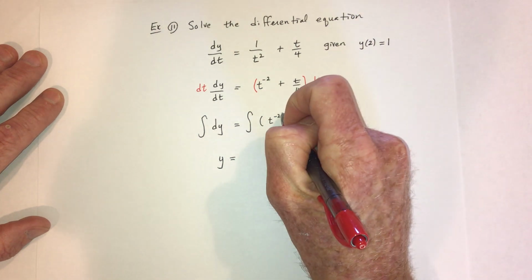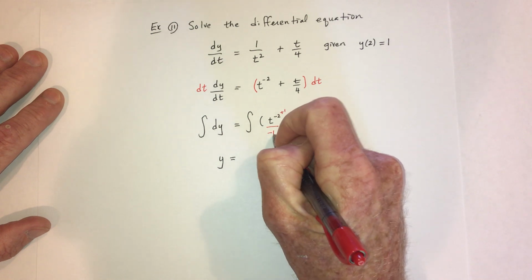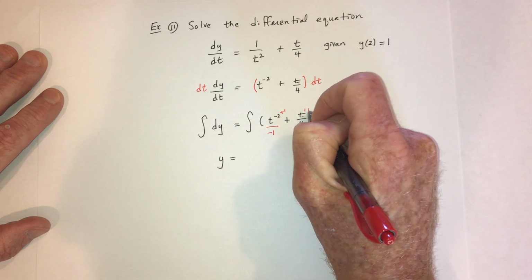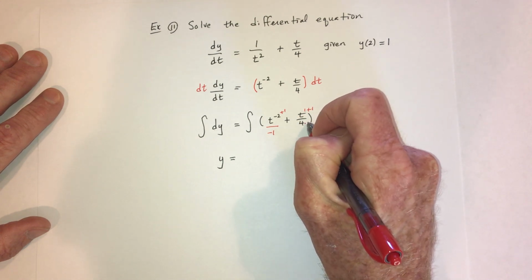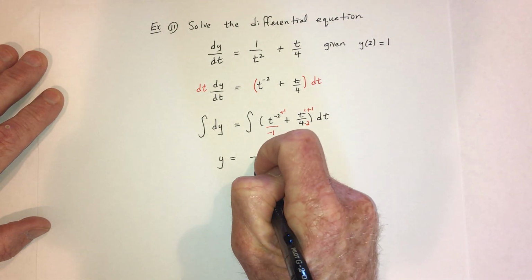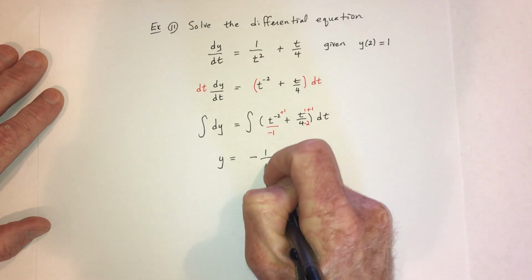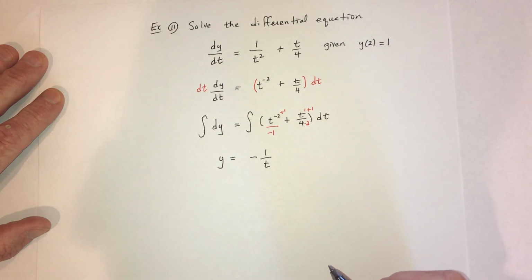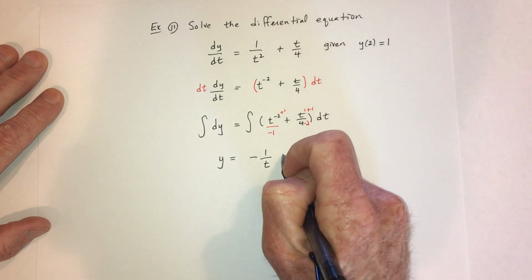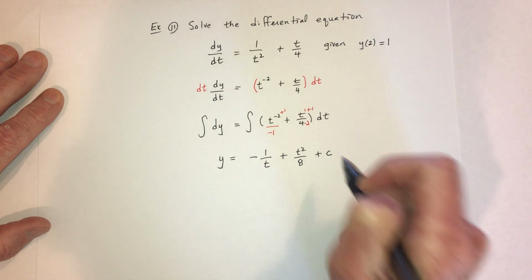On the right side, for this one, we'll need to add 1 to the exponent, which is going to be a negative 1, and then divide by that number. This one's exponent is a 1 right now, so add 1 to that, and then that's a 2, then divide by 2. So this one is going to be negative, and then it leaves t to negative 1, or in other words, negative 1 over t. This one is going to be t squared over 8, and for now there's a plus c.